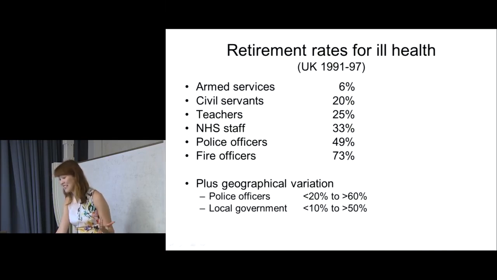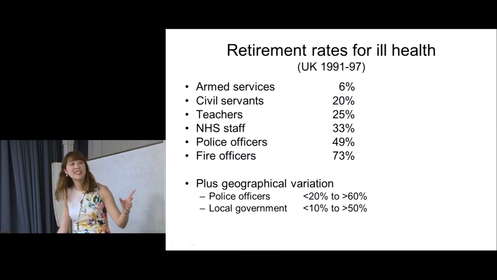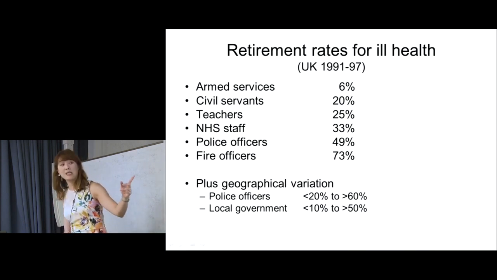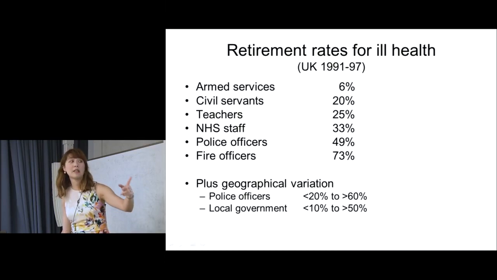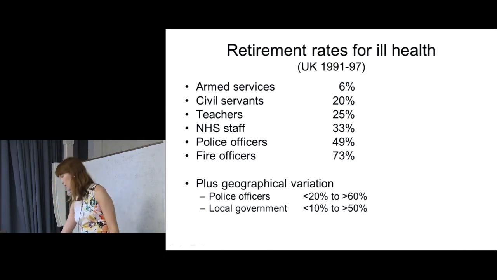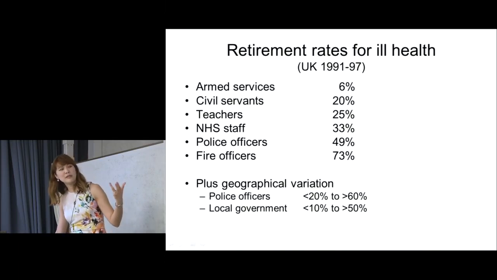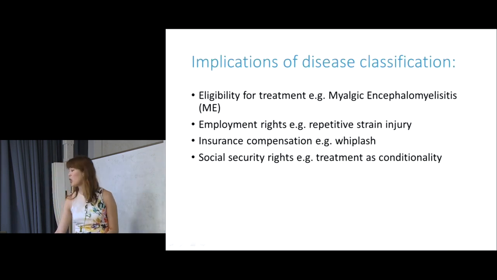So it's very interesting, isn't it? How people define disease is not fixed. There's also geographical variation. In some areas in England, police officers were more than 60% more sick, and then some areas were 20% less. How interesting, a local government as well. Really? Local government, and police officers being 2 to 3 times sicker in some areas. It's very odd within one country.